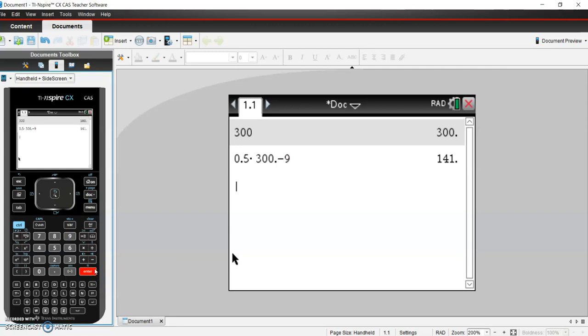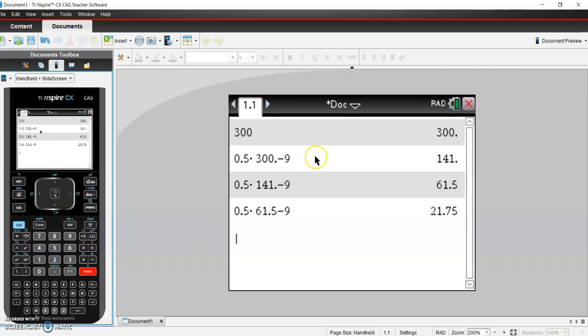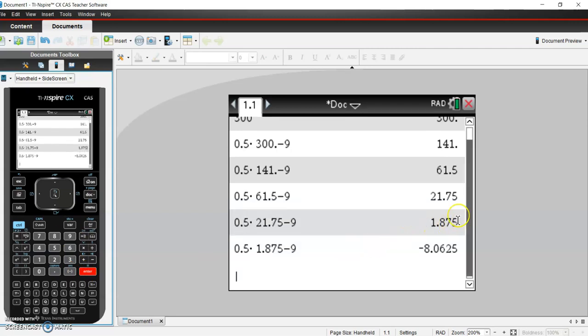So when we press enter, that will automatically give us the next term in the sequence, 141, the next term again. So the question's asking us, use your calculator to generate the sequence and determine how many terms of the sequence are positive. So that is 1 iteration, we've got 2, 3, so it's actually, this is the first term, 300. So we've got 4 terms so far, 5, 6. So 5 terms are positive, the 6th is negative.